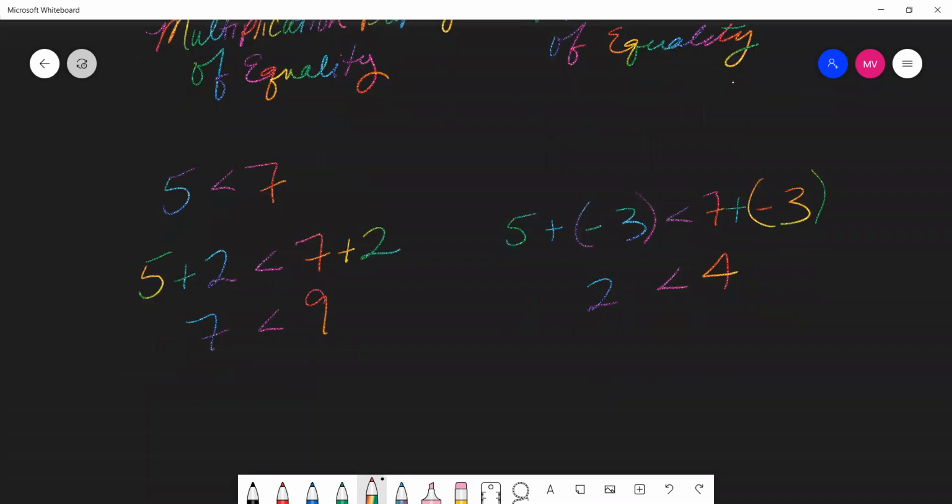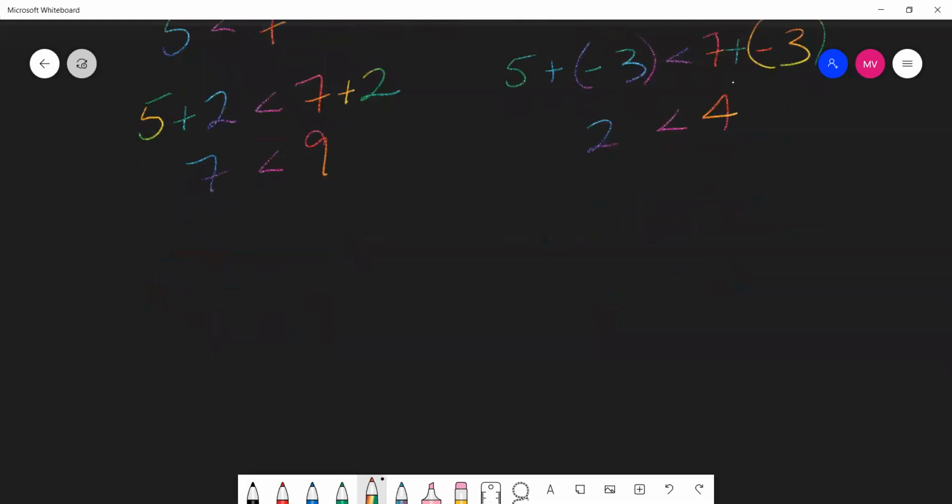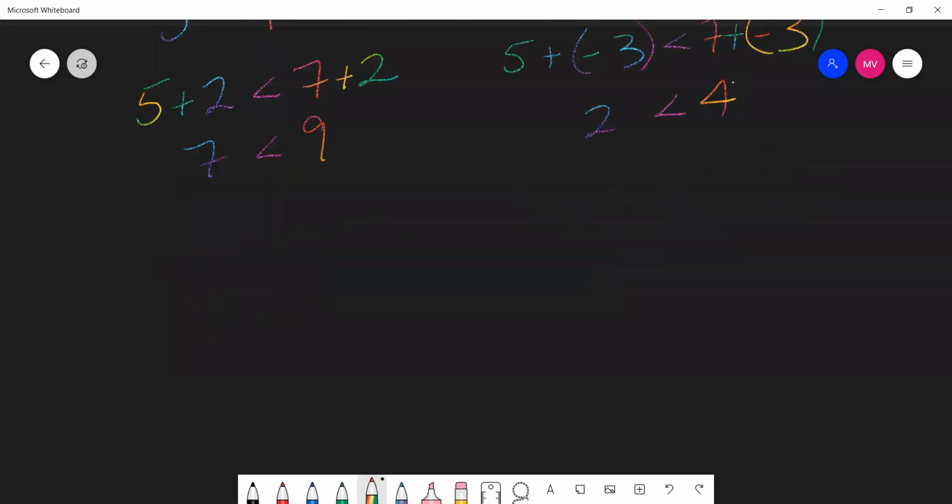All right, so let's move on to the first one. Let's look at example 1. So what they want in example 1 is they want you to solve and graph the solution to each of the following inequalities. So let's look at this. Example 1, on page 149. Number A gives us x plus 7 is less than 8.